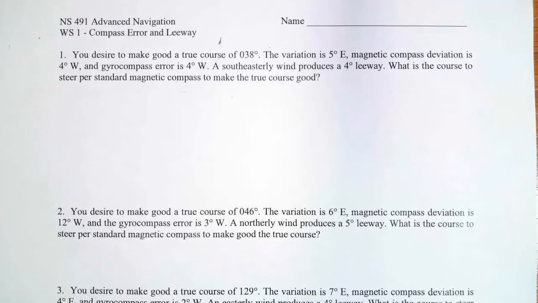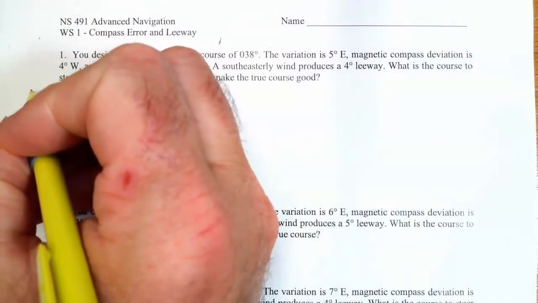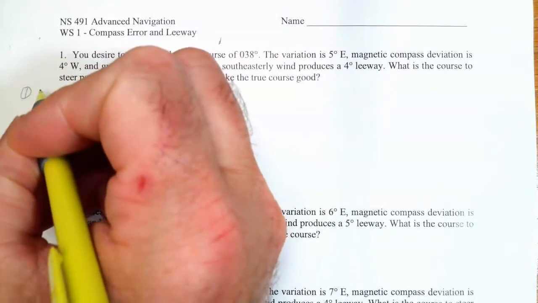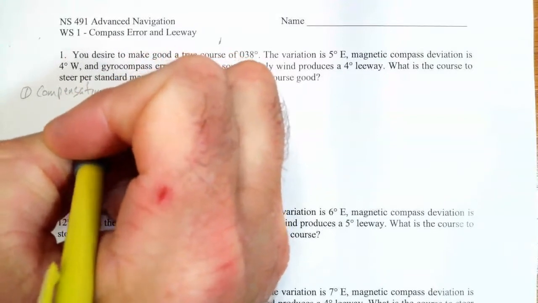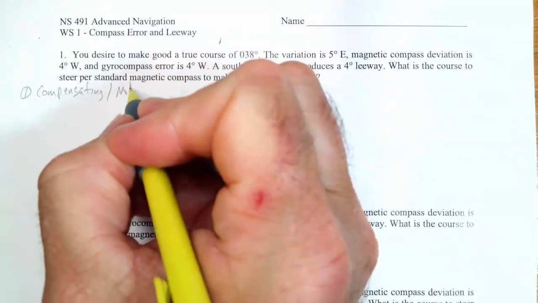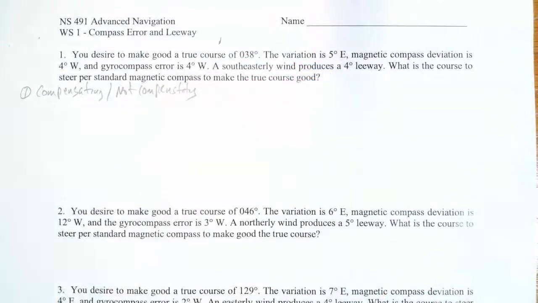Hi, so what I'm going to do in this video is solve this problem. What we're going to be doing is determining a course to steer or a course made good in the presence of leeway, okay? I'm going to do this in four broad steps. The first step is to decide if I'm compensating or if I'm not compensating, and I'm going to determine that by the context of the question.